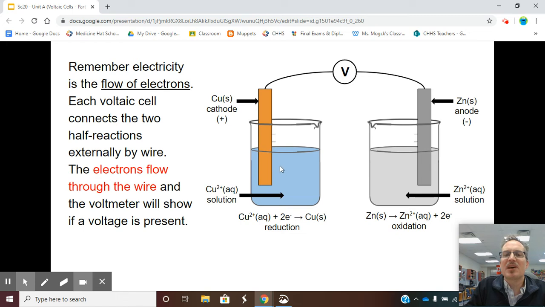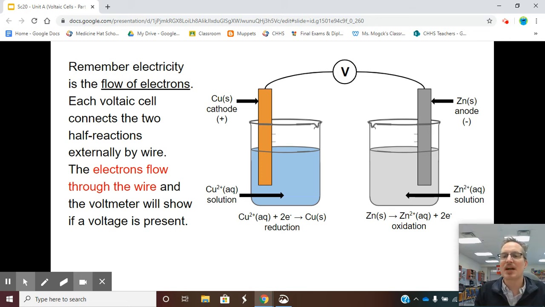Now, once we have built this and we figured out who's the cathode, who's the anode, who's reduction, who's oxidation, we also have to add in a wire to connect these two, right? We have to be able to connect these two reactions. This is where electrons are going to flow. Now, I want us to remember this. Electricity is the flow of electrons.